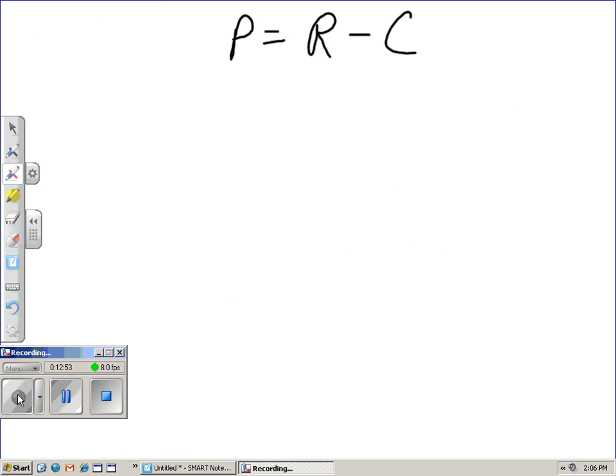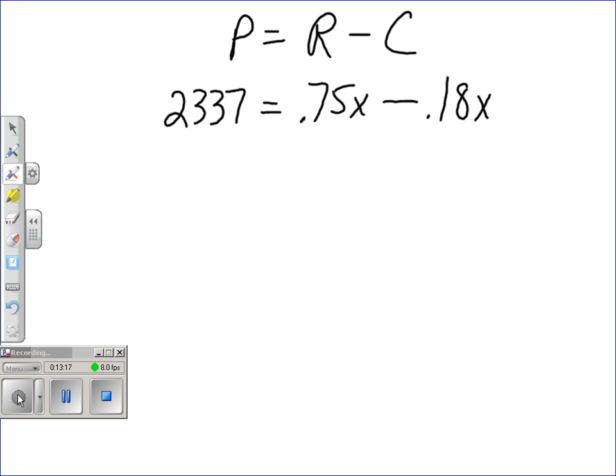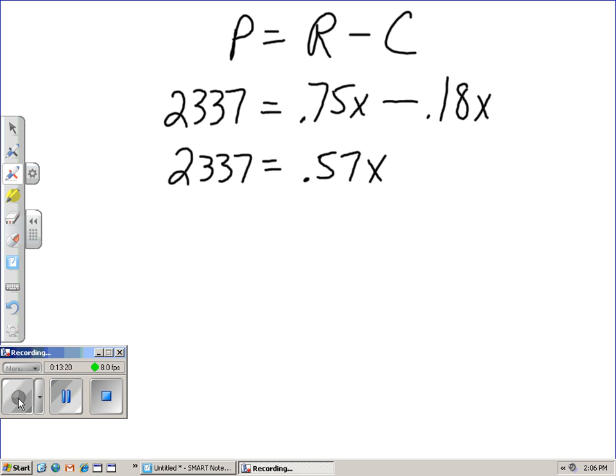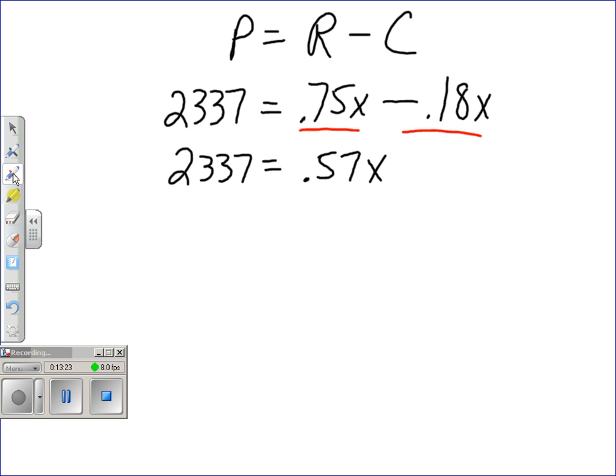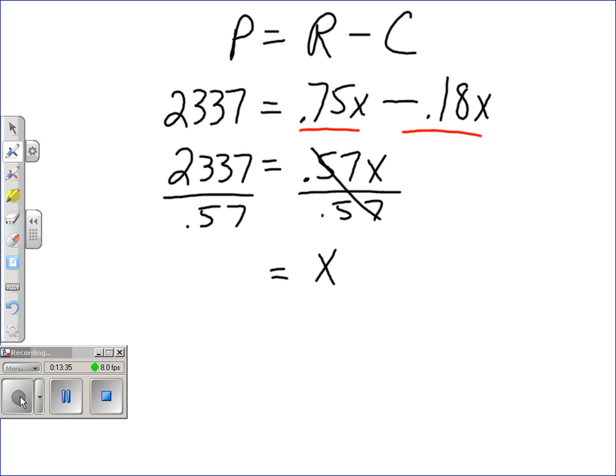So let's get back to our original equation. Profit equals revenue minus cost. We just decided that our revenue is 0.75x, 75 cents per glass, minus our cost of 18 cents per glass. Remember, we're using dollar notation, so it's 0.75 and 0.18. And the profit, they told us in the word problem, they wanted to make a profit of $2,337. Now notice everything's in dollar format. So we simplify, put those x's together, I say add, subtracting, it's all the same in algebra. Put those x's together, we get 0.57x. We divide both sides by 0.57. Our x is isolated. We do the math, and it's 4,100.